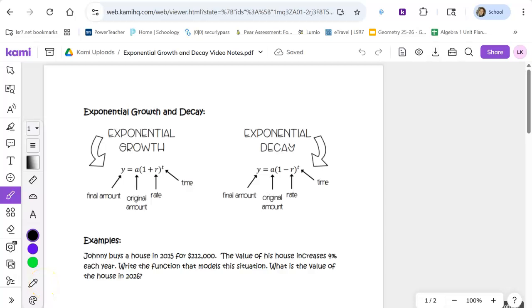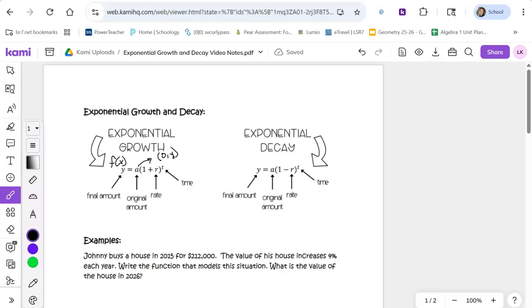Okay, so this video is about exponential growth and decay. You have your exponential growth, which is y, or also remember y can also be said as f of x, equals a times 1 plus r to the t or the x power. Your f of x or your y is your final amount. The a is your initial amount, also can be known as your y-intercept.